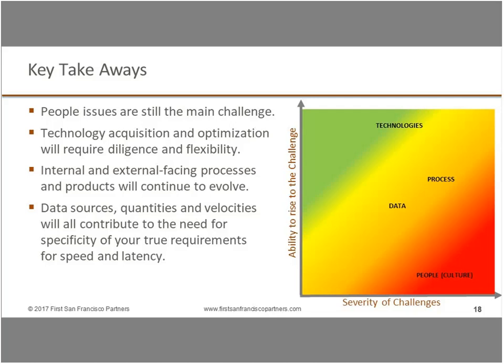The diagram on the right-hand side is a great way to think about this, in the sense of the severity of the challenges versus our ability to rise to the challenge. It's hard to rise to people challenges sometimes. There's personalities, there's relationships, there's commitment. So it's both the biggest challenge and the biggest opportunity.